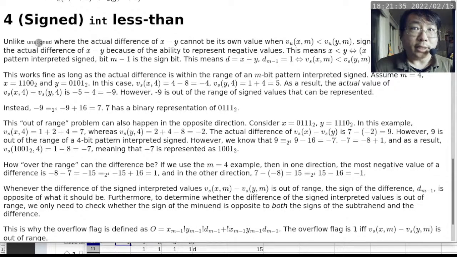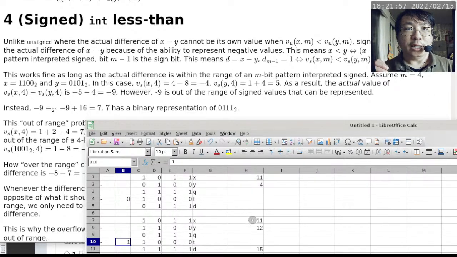Now, unlike unsigned, where the actual difference of x minus y cannot be its own value when x is actually less than y interpreted unsigned, because negative 1 cannot be represented when everything is unsigned. That's basically what this sentence is trying to say. If you have something like 11 minus 12, the answer is supposed to be negative 1, but because we are using the unsigned interpretation, the end result D can only be interpreted as 15, which is not negative 1.